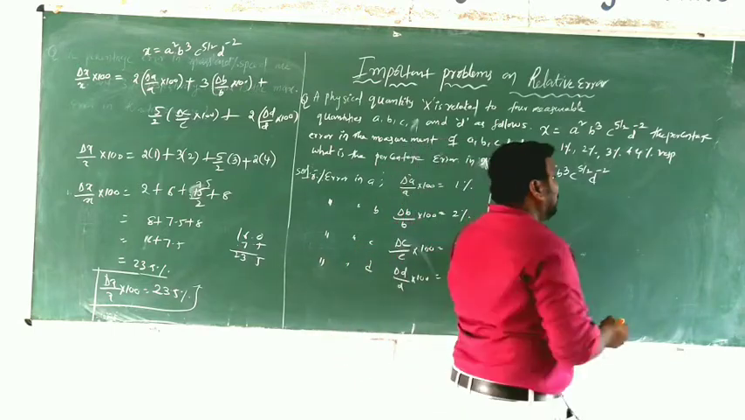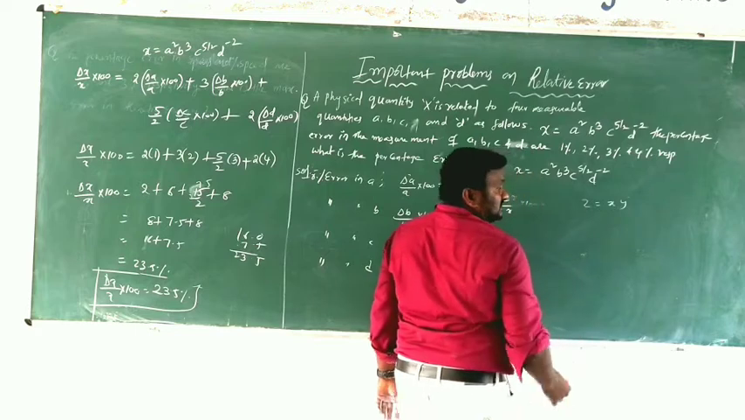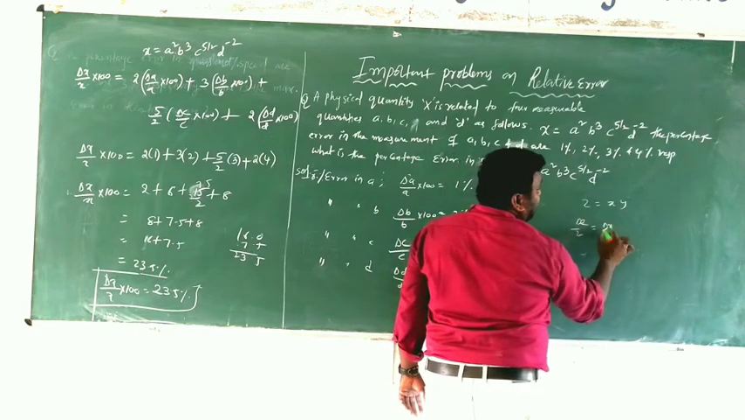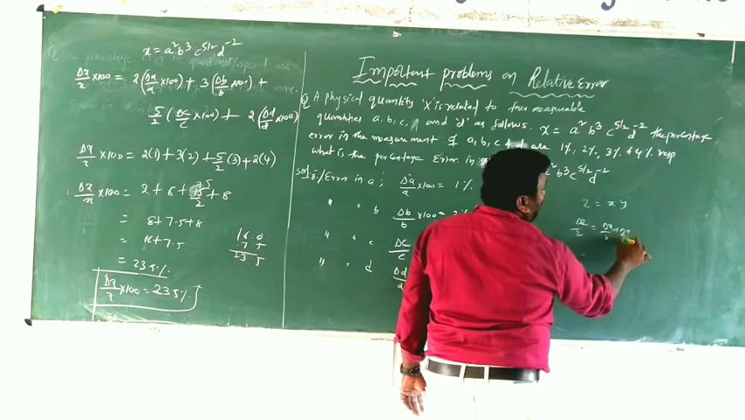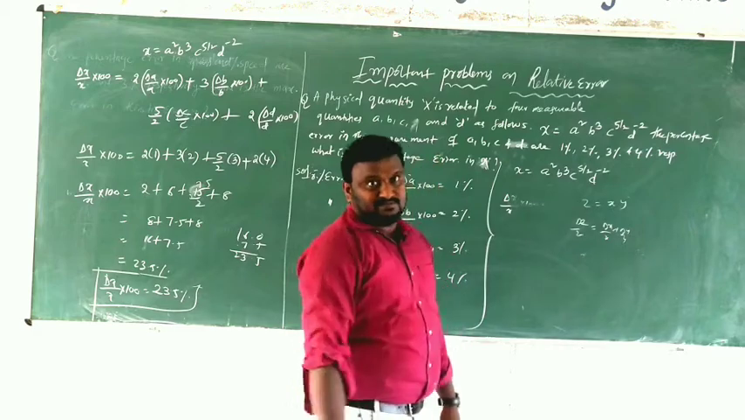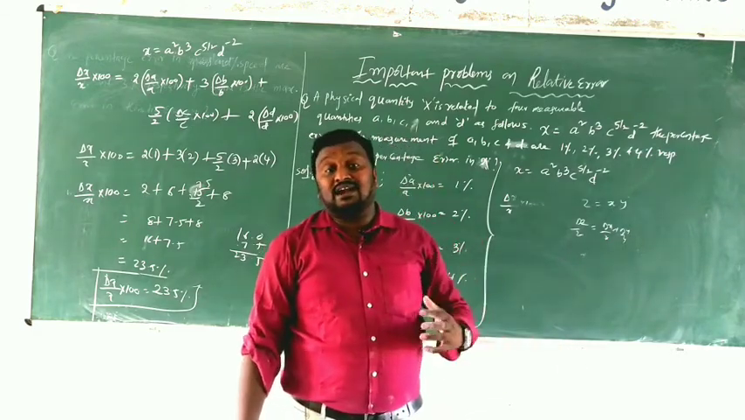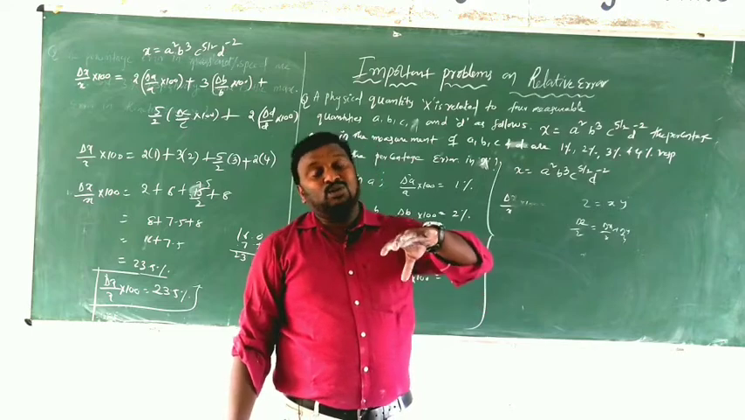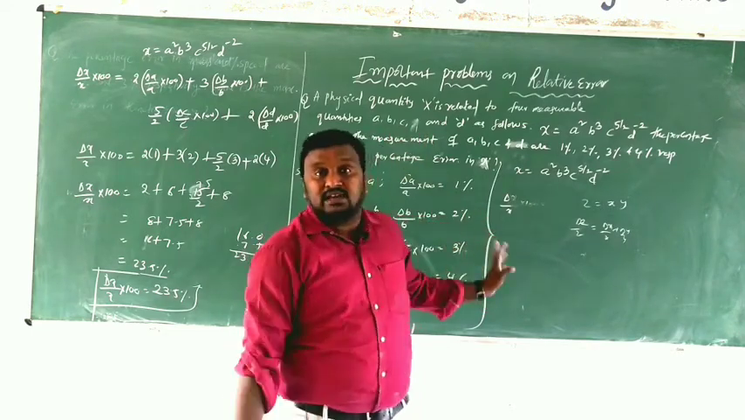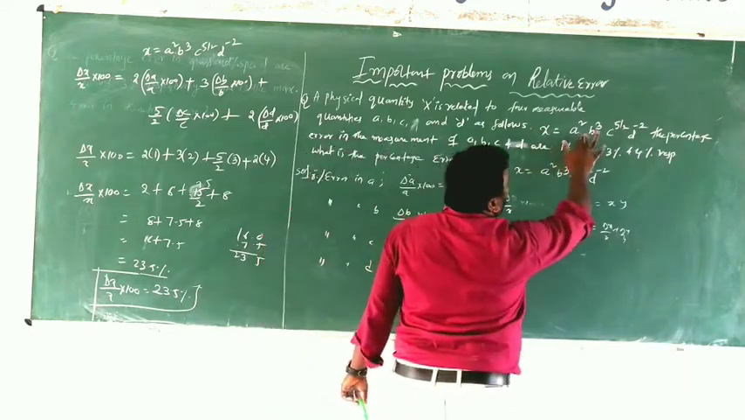For example, here I am writing z is equal to x into y. Then we can write delta z by z is equal to delta x by x plus delta y by y. This belongs to combination of errors, multiplication. I already explained it clearly in one video. You must watch it, then you can easily understand this problem. Clear?